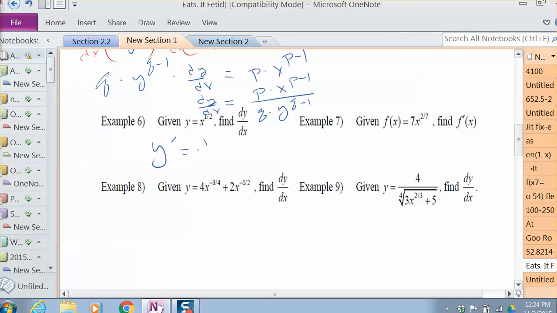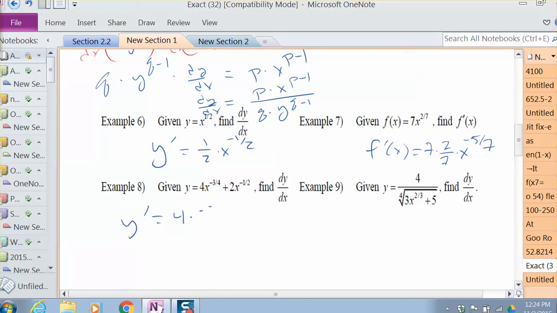If you do the first one, you should get this. Do the next one, you should get 7 times 2/7 times x to the negative 5/7. Over here, 4 times negative 3/4 times x to the negative 7/4. So basically, you could do this for any rational exponent. That's kind of the whole point of this. Times x to the negative 3/2. Clean it up a little bit: negative 3 times x to the negative 7/4 minus x to the negative 3/2.